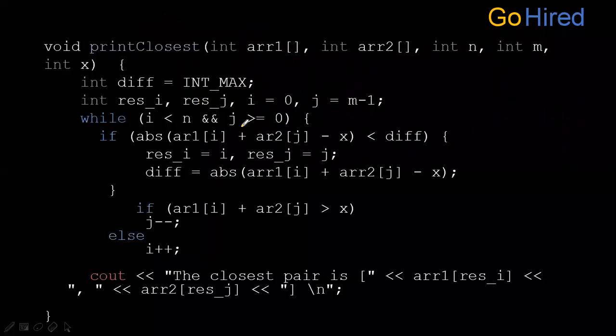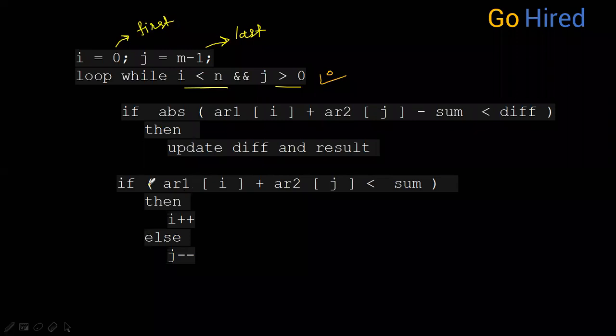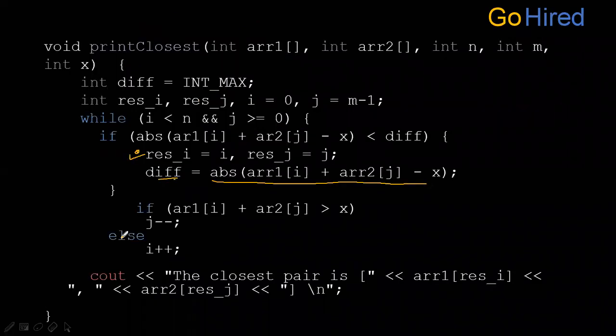Now the operation. If the absolute of array1[i] plus array2[j] minus x is less than difference, we'll update it. We update the difference, that this is the minimum difference. And if it is the minimum difference, we'll keep the indexes, result of i and result of j. And then we'll update the i and j pointers, which is like this. If array1[i] plus array2[j] is greater than x, j minus minus, else i plus plus. And then we can say that the closest pair is this. Simple.